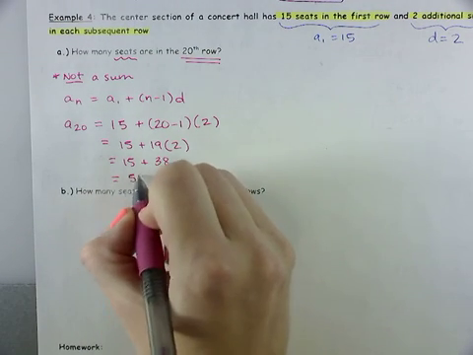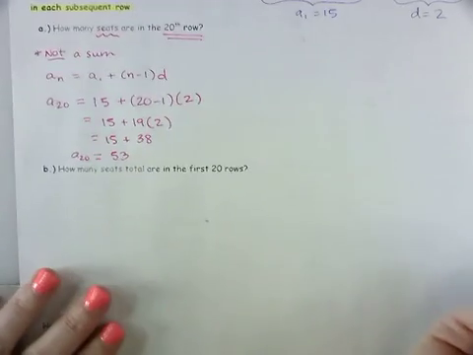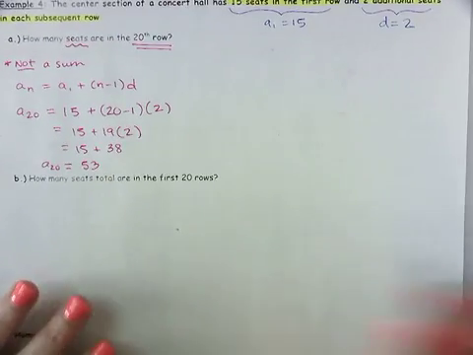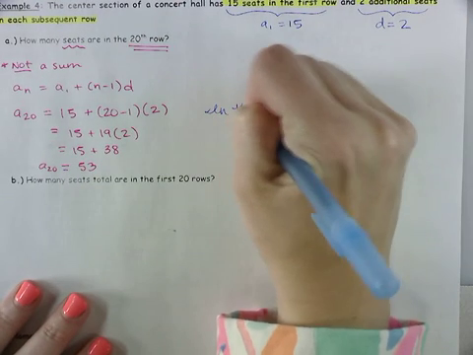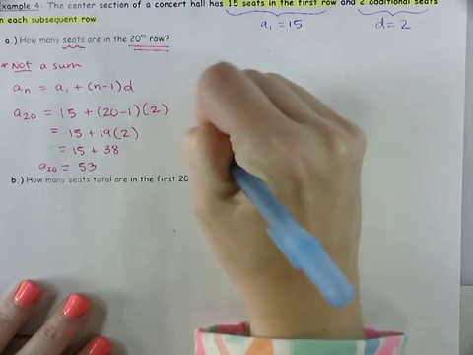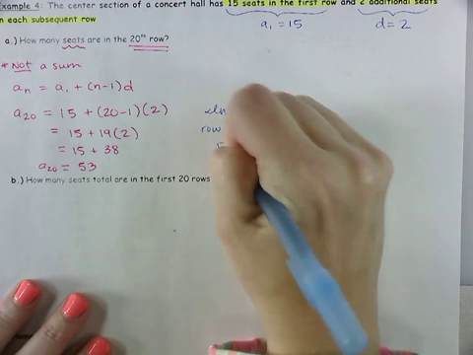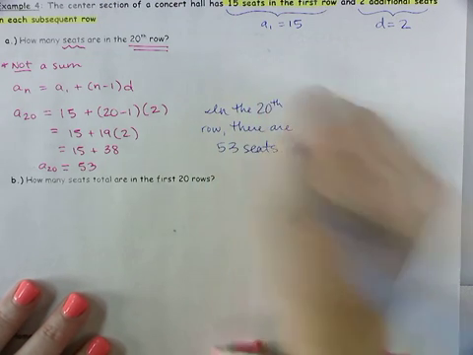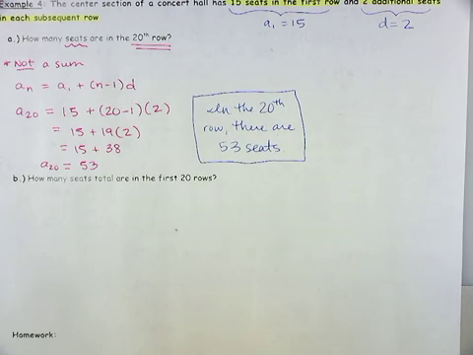Okay, so if I get a sub 20 equals 53, what does that mean in terms of the problem? Yeah, so in the 20th row, there are 53 seats. Now, do you have to do that one with the formula? Yeah, were some of you thinking that you could just write it out?